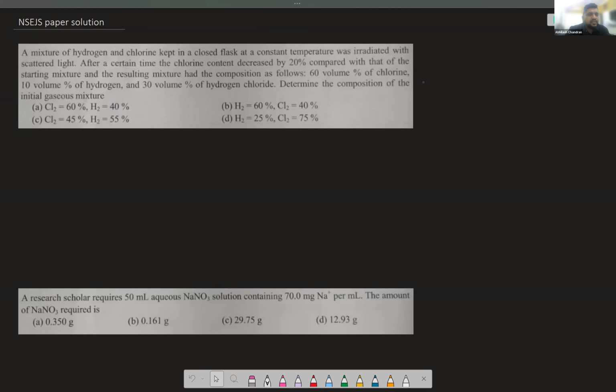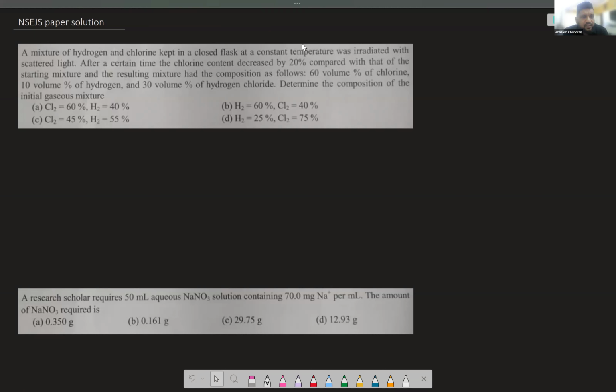Yeah. So the first question here is mole concept based. A mixture of hydrogen and chlorine kept in a closed flask at a constant temperature was irradiated with scattered light. Hydrogen and chlorine would give us HCl, right? And after a certain time, chlorine content decreased by 20% compared with that of the starting mixture, and the resulting mixture had composition as follows: 60% by volume of chlorine, 10% by volume of hydrogen, and 30% by volume of hydrogen chloride. So determine the composition of the initial gaseous mixture.